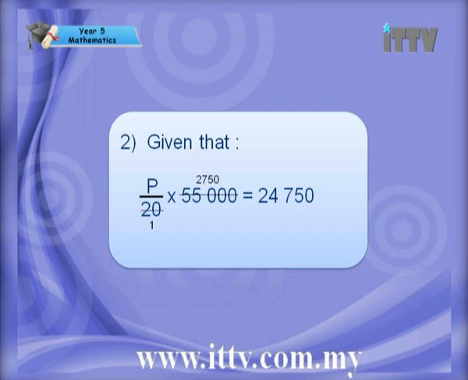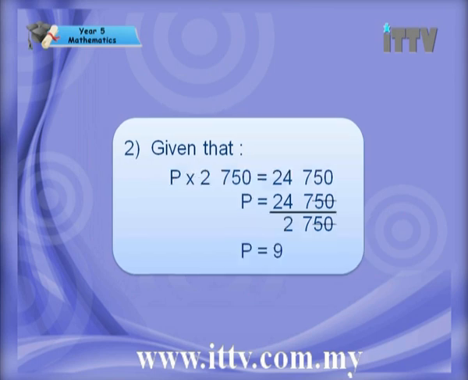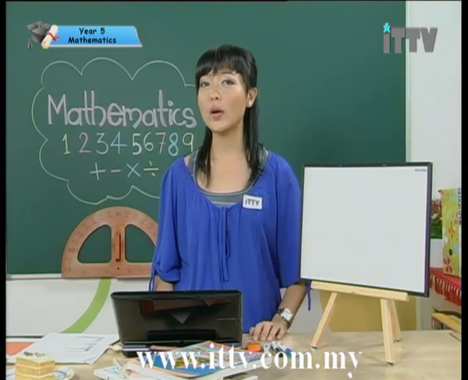2,750. Now, we know that division is the inverse of multiplication. So, we can say it as such. P equals to 24,750 divided by 2,750. And once you have solved it, that will give you P as 9. So that is the answer. P equals to 9. Okay? Now, let's see question number 3.